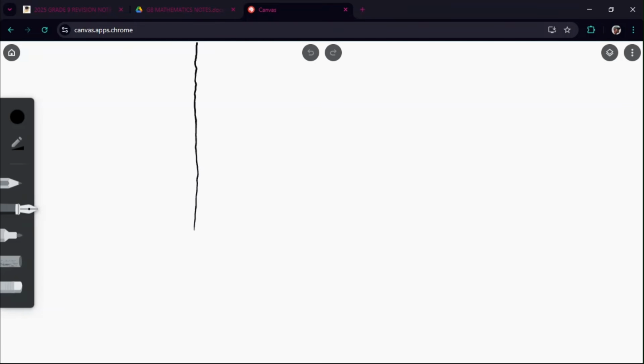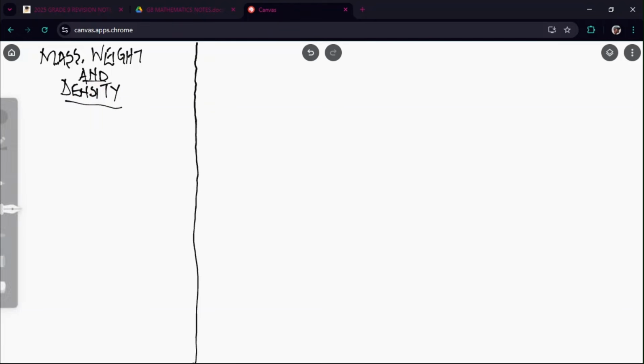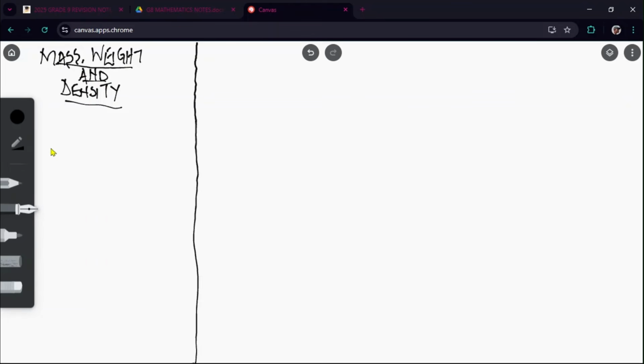And our area of discussion is mass, weight, and density, and especially the area of density. This is where I want us to have a discussion. Density is the main concern. So you'll have a short take on mass, weight, then you take some time in density.